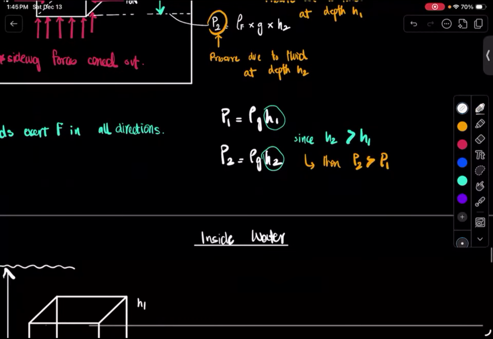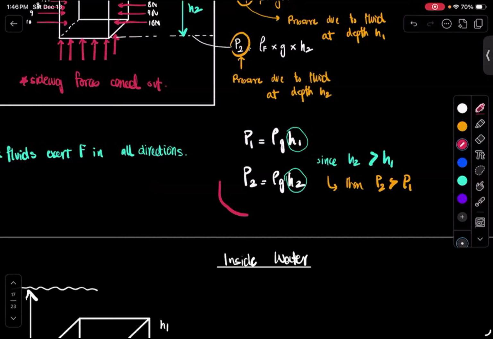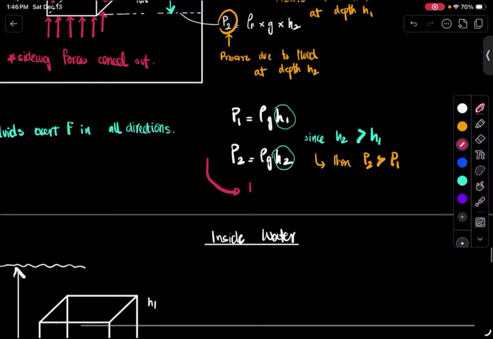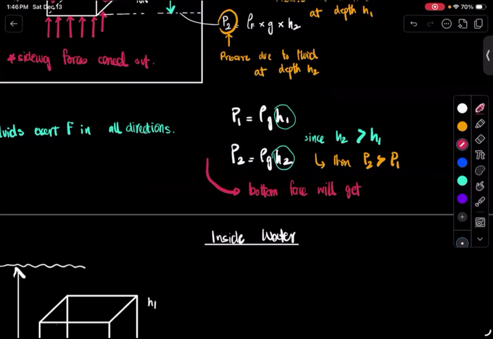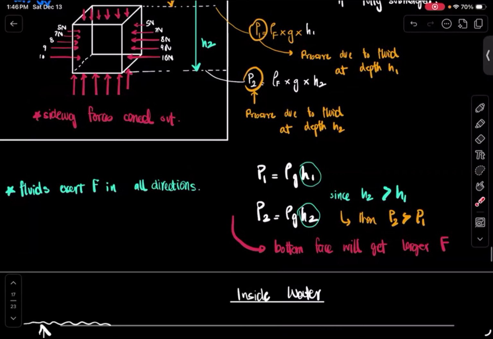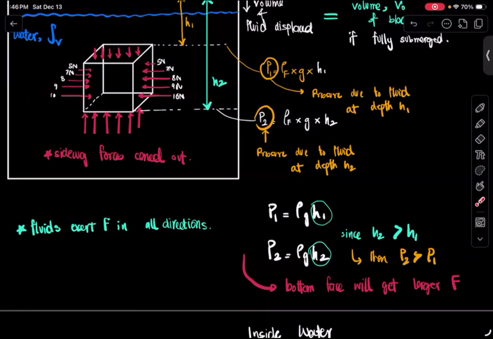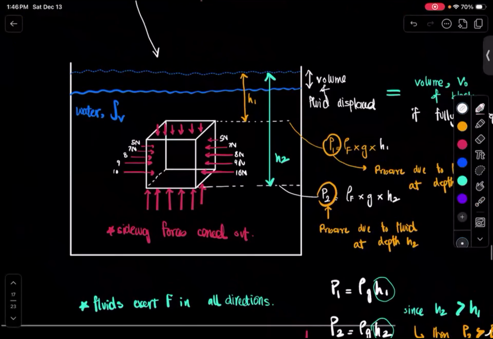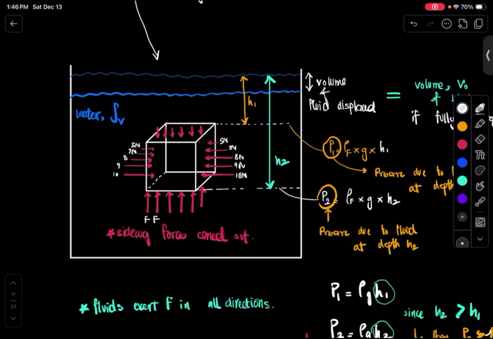So that's an extremely important implication. That means the bottom face will get a larger force. That's an extremely important implication. Because the pressure is greater at the bottom face compared to the top face, the force due to the upward push at the bottom is going to be much larger.